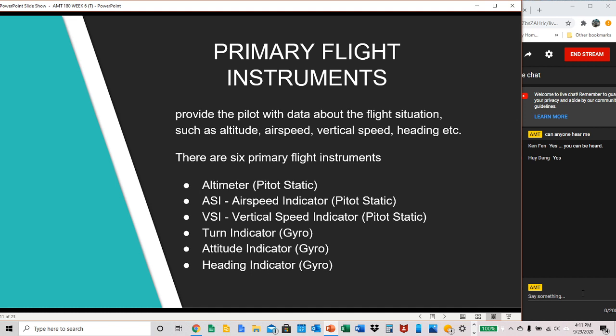So we covered this in the very beginning of the semester, our 6 primary flight instruments. We have our pitot-static system, which is our altimeter, connected to our pitot system, our ASI airspeed indicator, and our VSI vertical speed indicator. Our turn indicator, attitude indicator, and heading indicator are all operated gyroscopically. And those make up our 6 essential flight instruments, primary flight instruments.